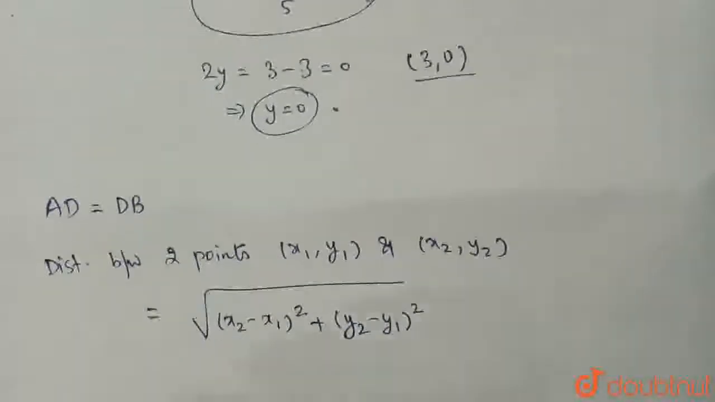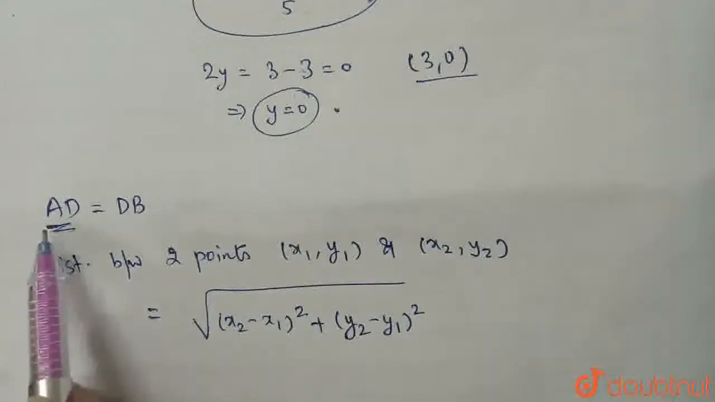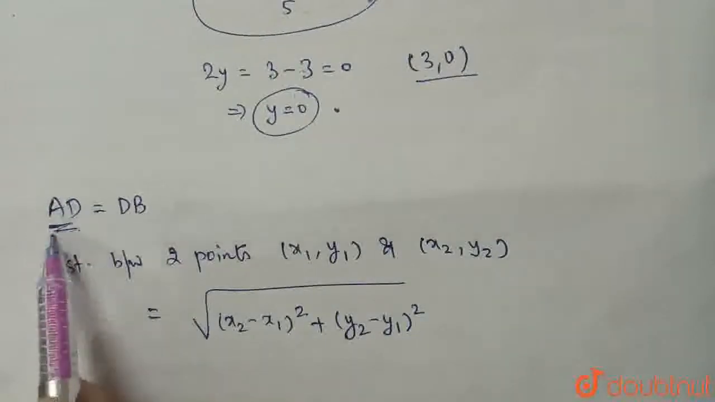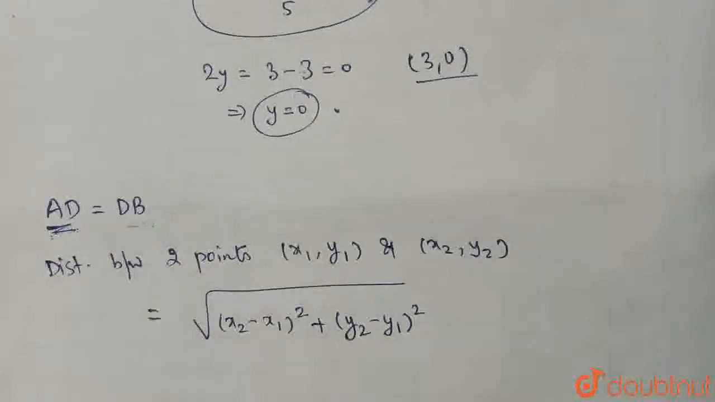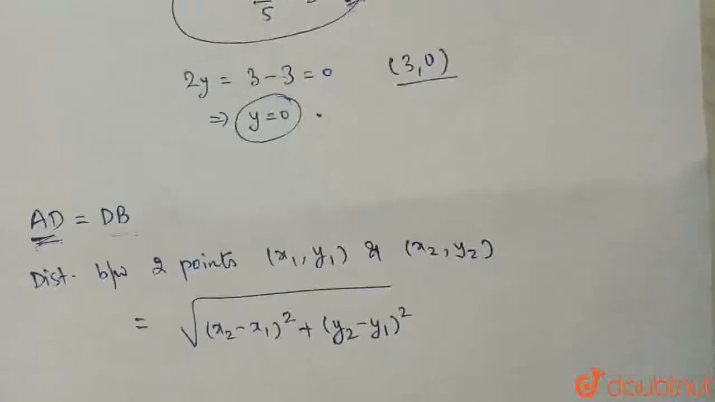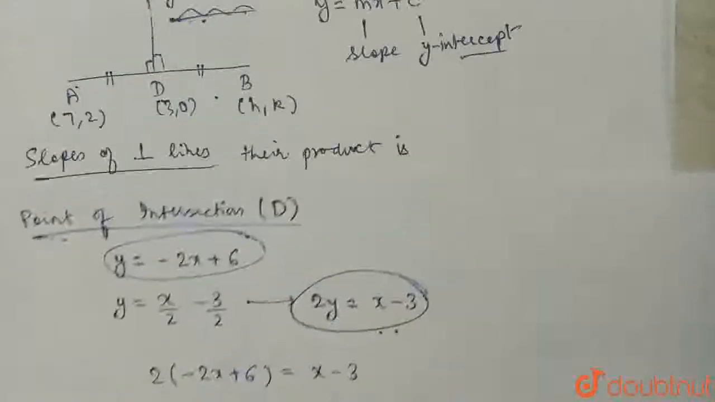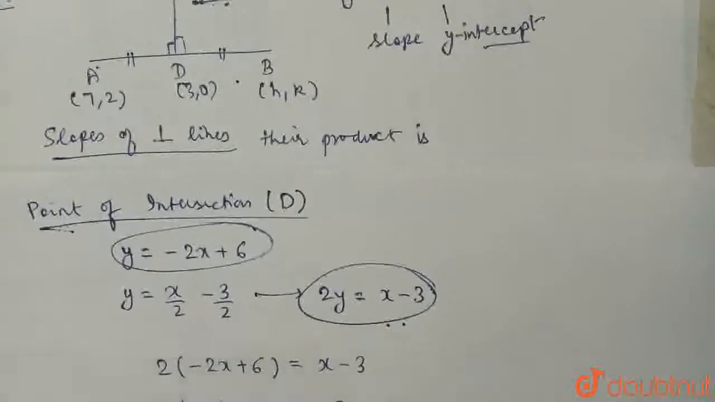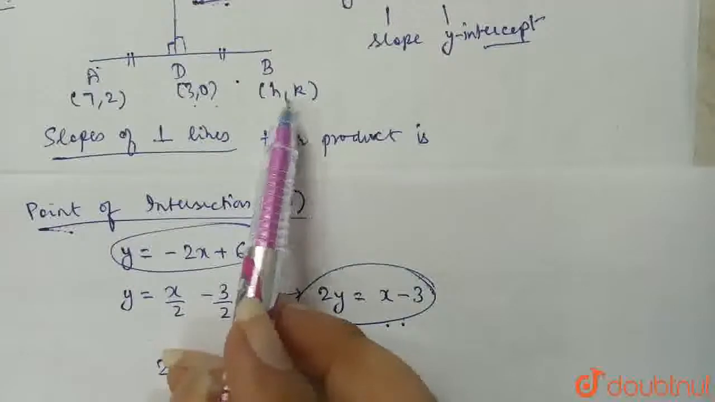So now AD has 2 points. The distance between A and D is the line segment AD, and the distance between D and B is the line segment DB. So we will calculate the lengths and they will be equal according to the given question, that is CD is the perpendicular bisector of AB. So now we know the coordinates of these points, that is 7, 2 and 3, 0, and we have denoted the third point as h, k.